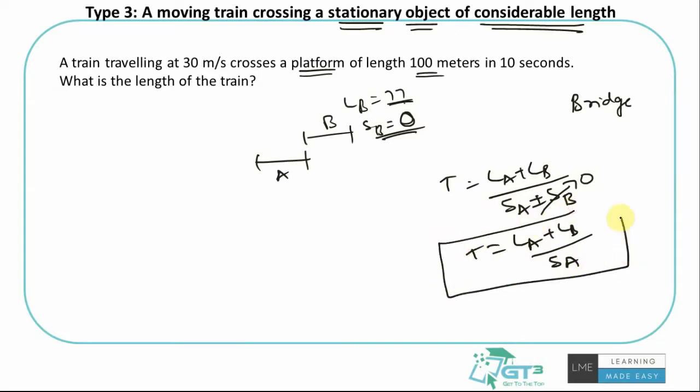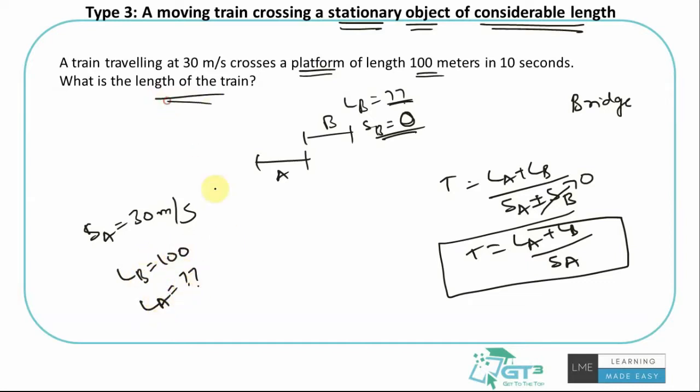Simple. Let's look at this example. A train traveling at 30 meters per second. The speed of the train is given to be 30. The platform length, that's LB, is 100 meters. I don't know the length of the train. I need to find that. And it crosses in 10 seconds.